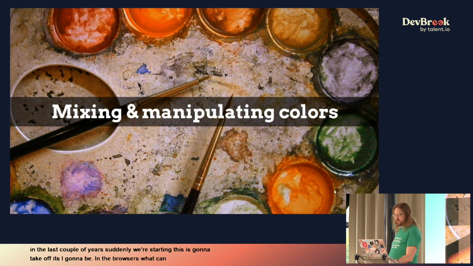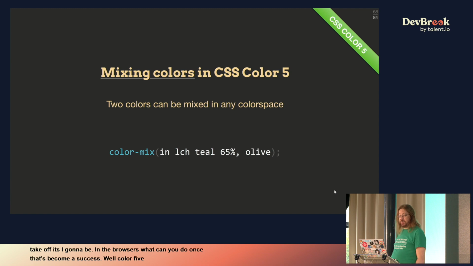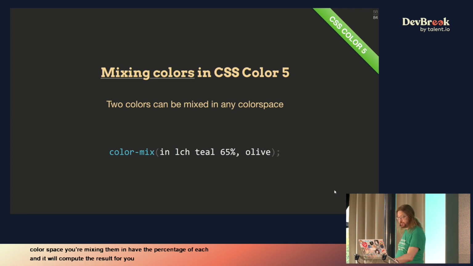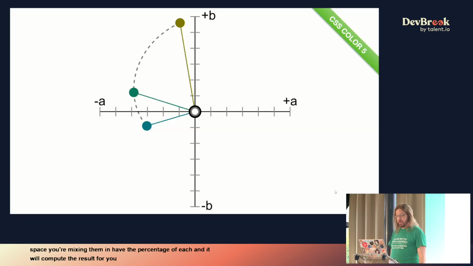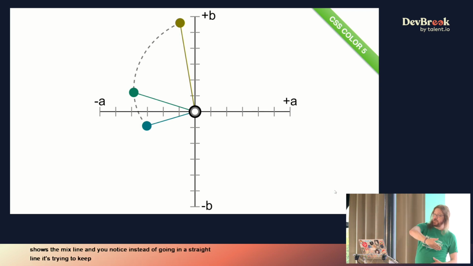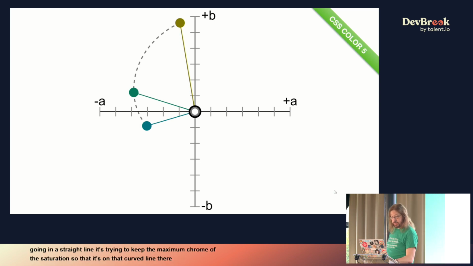What can you do once that's become a success? Well, in Color 5, you can mix 2 colors. You can say what color space you're mixing them in, have the percentage of each, and it will compute the result for you. Like this. The dotted line shows the mix line. And you notice instead of going in a straight line, it's trying to keep the maximum chroma, the saturation, so that it's on that curved line there.